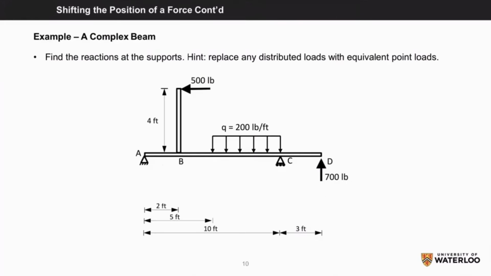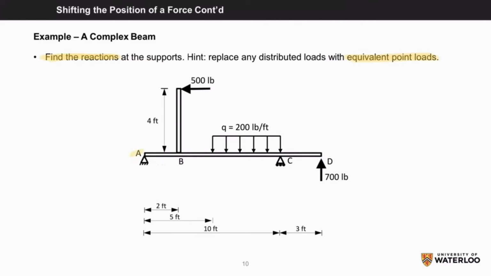Let's take a look at this example of a complex beam. Considering the beam shown below, find the reactions at the supports. A hint is to replace any distributed loads with the equivalent point loads. Before we begin solving any equilibrium equations, we should always break the supports up into the respective reactions. Pause here to try writing out all these reactions on your own.